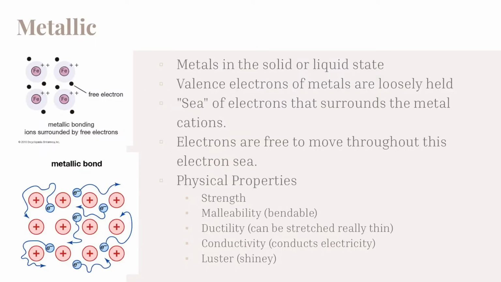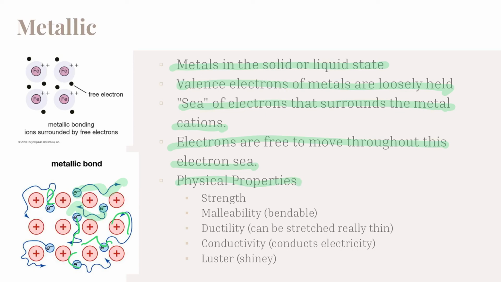Metallic bonds are in solid or liquid state. The valence electrons of metals are loosely held, forming the sea of electrons that surrounds the metal cations. If you look at this picture, you have your positive nuclei, and the electrons are just floating and swimming around in between the positive charges. The electrons are free to move throughout this electron sea.